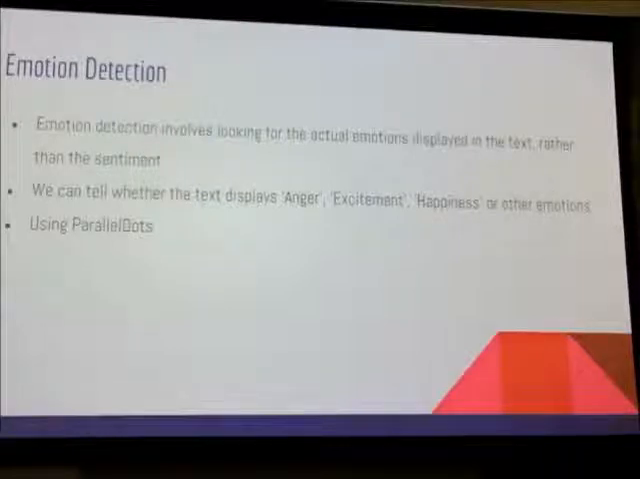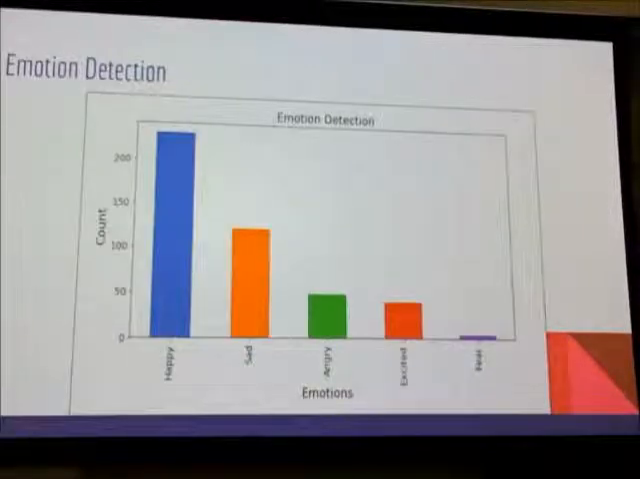What we did was use an API called Parallel Dots, which is free out there. You can use it for your own benefit. Essentially, it will classify a piece of text into different categories, such as anger, excitement, happiness, and so on. So this is what we ended up with. This is pretty interesting, as it seems that a lot of people are generally happy in their last few moments.